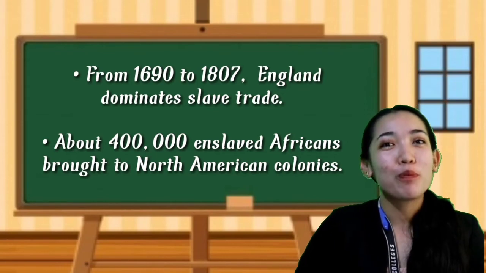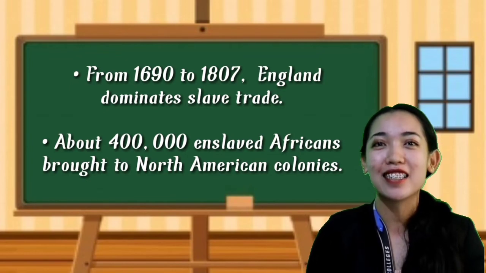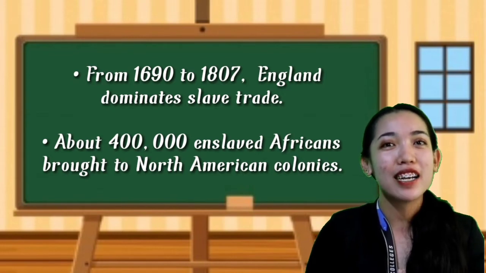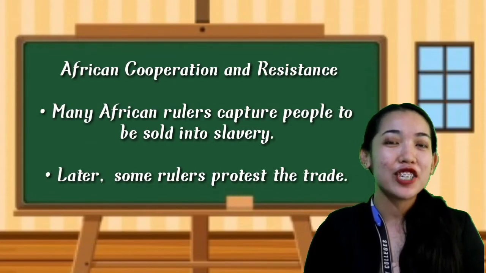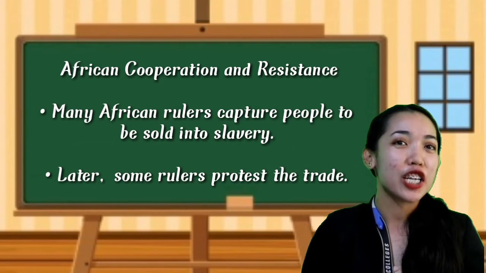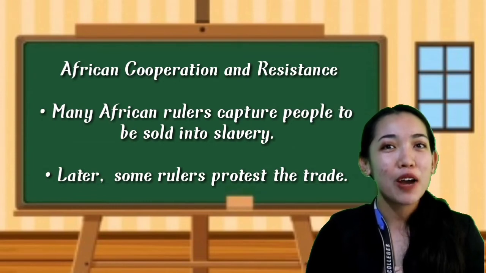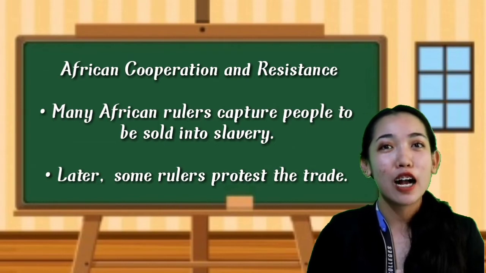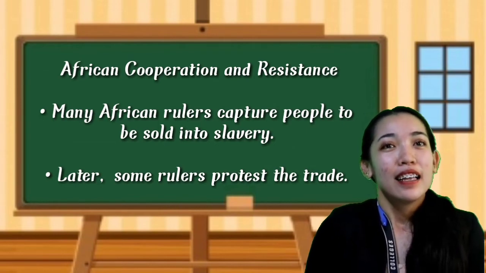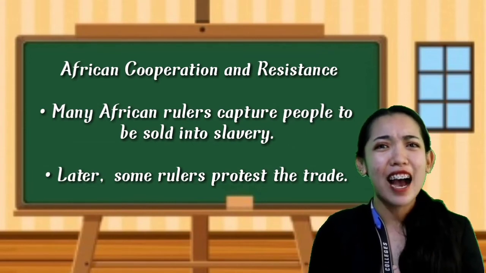African slaves were also brought to what is now the United States. In all, nearly 400,000 Africans were sold to Britain's North American colonies. African cooperation and resistance: many African rulers and merchants played a willing role in the Atlantic slave trade. Most European traders, rather than travel inland, waited in ports along the coast of Africa. African merchants, with the help of local rulers, captured Africans to be enslaved. They then delivered them to the Europeans in exchange for gold, guns, and other goods.